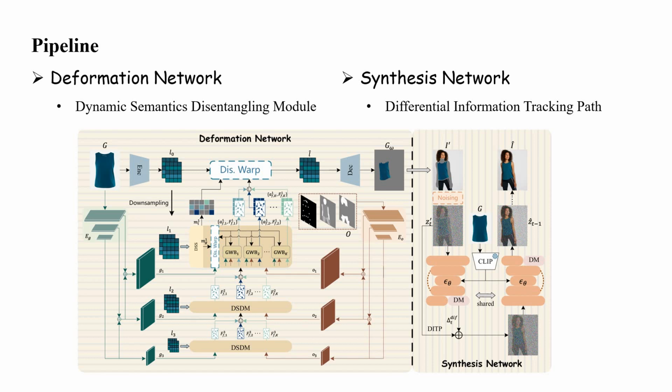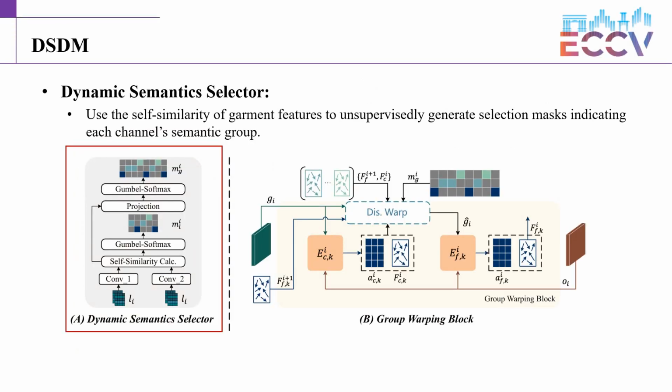Here is our pipeline, which adopts a two-stage framework for the virtual try-on task. In the deformation network, we first input the clothing image G and the conditional triplet O into a feature pyramid network. The extracted features are processed by dynamic semantics disentangling modules to obtain the masks used for grouping, as well as the corresponding flows and attention maps. These are then used in the disentangled warping operation to warp L0, resulting in the warped clothing G omega. In the synthesis network, we introduce a differential information tracking path to optimize the inpainting process, ultimately generating the final try-on result I hat.